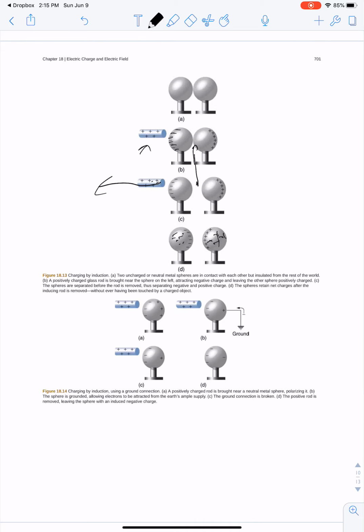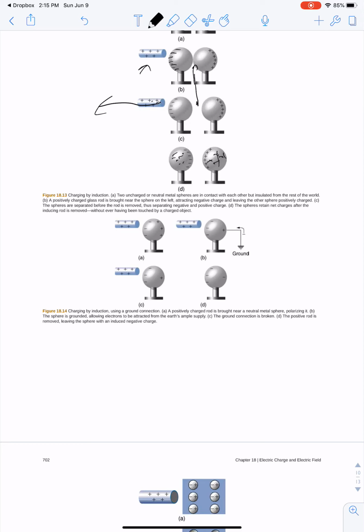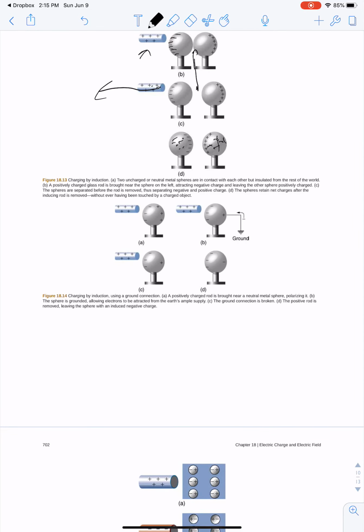and then charges are attracted to it through that induction process. Okay, so then anyway, this is just going through that. Here's another example, charging by induction.